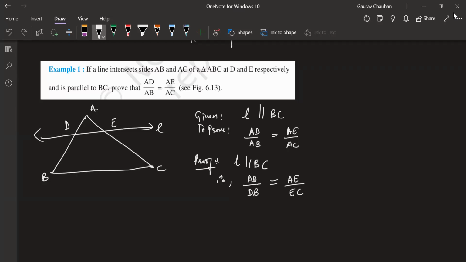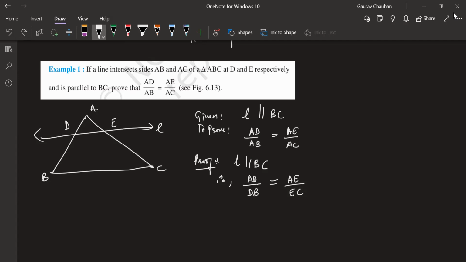We good? Now notice very carefully. My question is how it is different. Instead of AD by DB, it is AB. So I have to somehow bring this full thing here, and here also somehow I have to bring this full thing. I'm going to show you the trick to do that. The trick is the same as the trick we used in the last proof, in the converse proof.